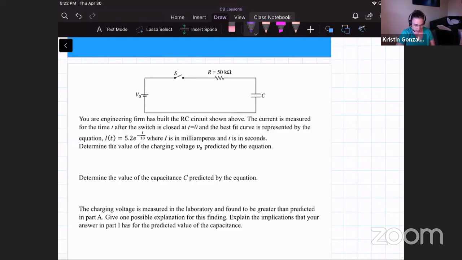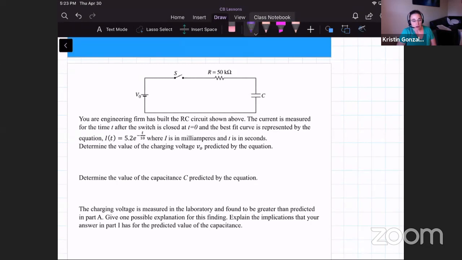So we've got one here where we actually have a circuit. We have one resistor that has a resistance of 50 kiloohms. We have a switch. We have a power source that has a potential difference V naught across it, and we have our capacitor C in our circuit, right? So we have our one series circuit here.